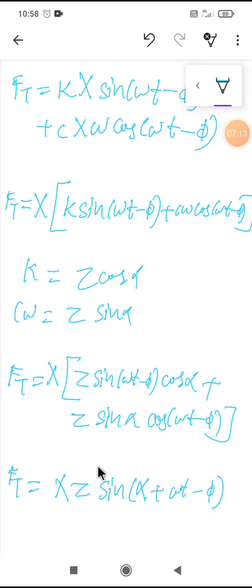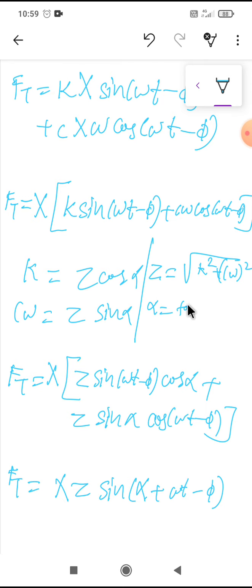So we have converted this term, but what are the values of z and alpha? We can use the trigonometric identity to find them. The z will be equal to under root k square plus c omega whole square, and alpha we can use is tan inverse, sine upon cos, so that is c omega by k, that is the value of alpha. So this is the value of z and this is the value of alpha, so we can use the value of z here directly.